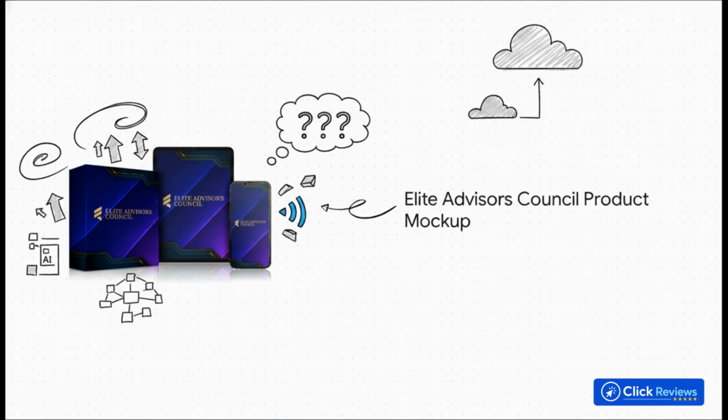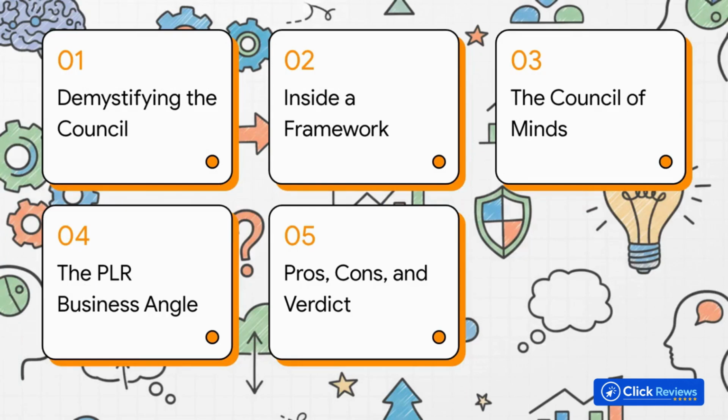Let's dive into this. Here's our roadmap for this explainer. First, demystifying the council. Second, inside an elite framework. Third, the Council of Minds. Fourth, the PLR business angle. And finally, number 5, pros, cons, and the verdict.